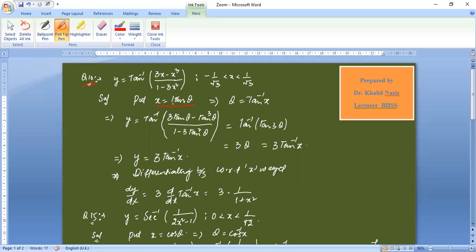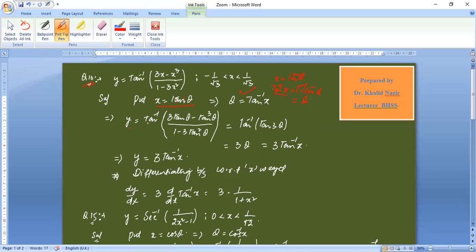I am putting x equal to tan theta. So if x is tan theta, it means that theta is tan inverse of x. Let me show you: x equals tan theta, apply tan inverse to both sides. Tan inverse of x is equal to tan inverse of tan of theta. Tan inverse of tan is identity, so this is theta. So theta is tan inverse of x. That is what I have written.